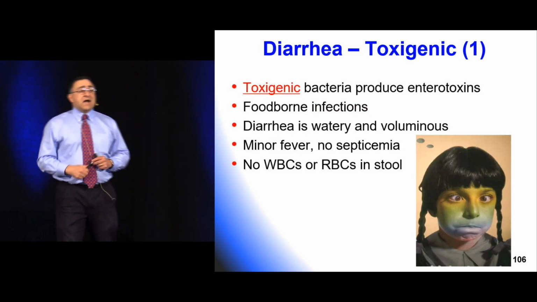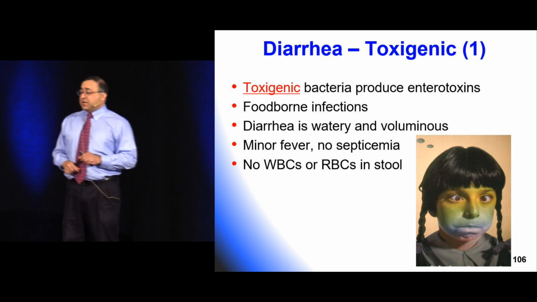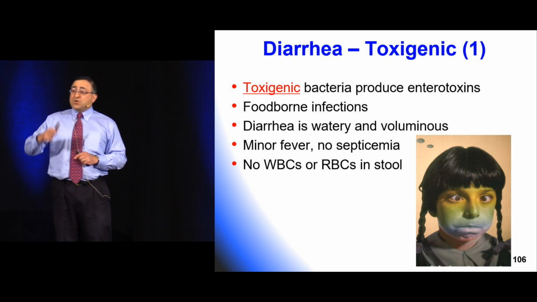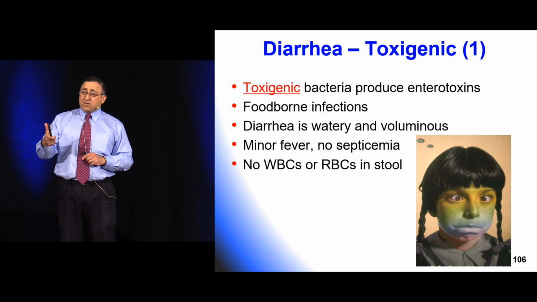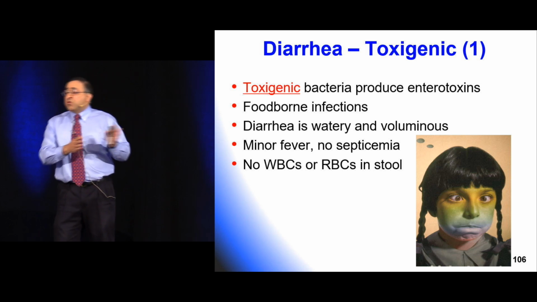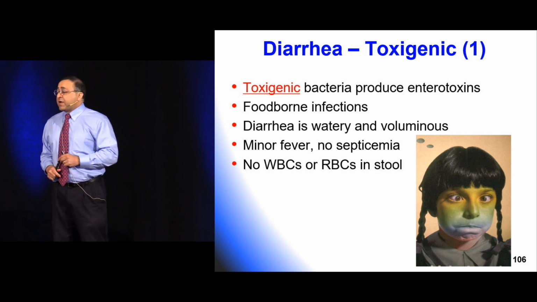Now switching over to the toxogenic. Remember, toxogenic type of bacteria, there's no blood, there's no white cells, there's no fever prodrome, and the onset is very quick, sometimes 6 or 10 or 12 hours.